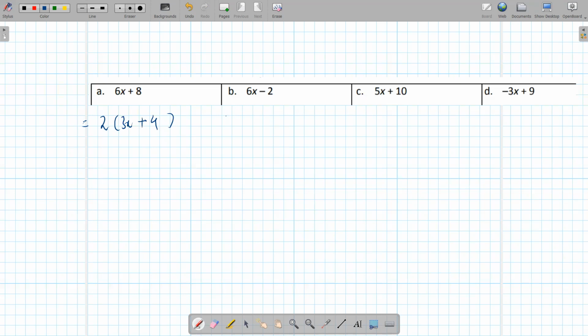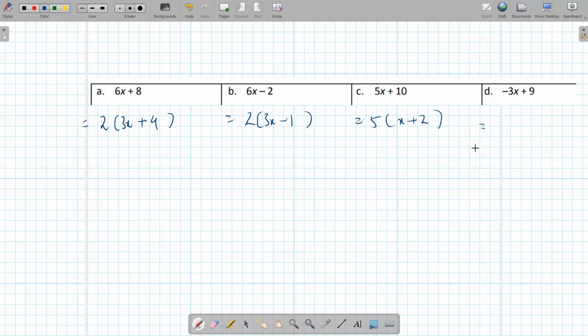Let's look at the next one. Between 6x and minus 2, what do they both have in common? 2. Exactly. What am I left with in the bracket if I pull out a 2? 3x minus 1. Yeah, there you go. Easy as that. Next one. What do 5 and 10 have in common? 5. Yes. What am I left with in the bracket? x plus 2. Right, x plus 2.